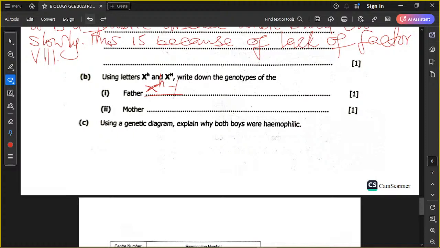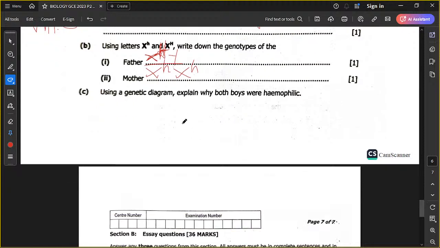Now, the mother who is hemophilic, we know that for a female it's XX, so X with small h, again X with small h, because the mother is hemophilic. Once we have come up with this, we can go ahead and write. What did I say on the father? The father should be capital letter H, sorry, meaning he has no condition of hemophilia.